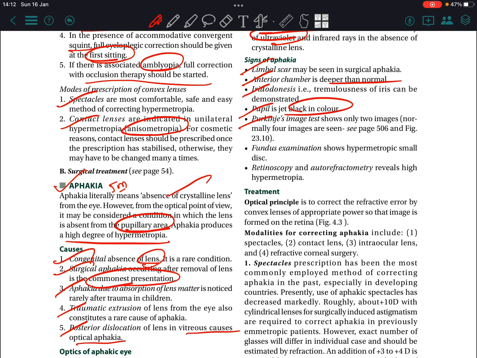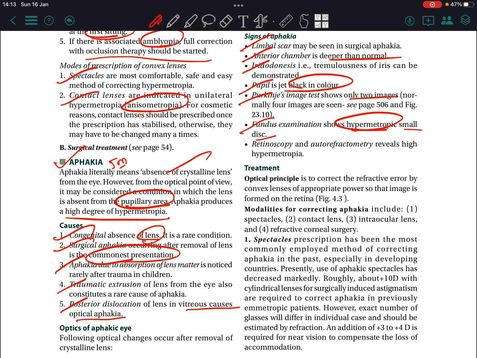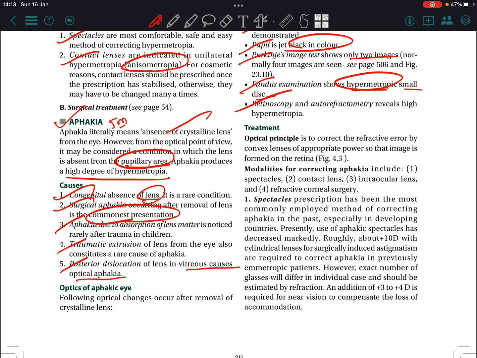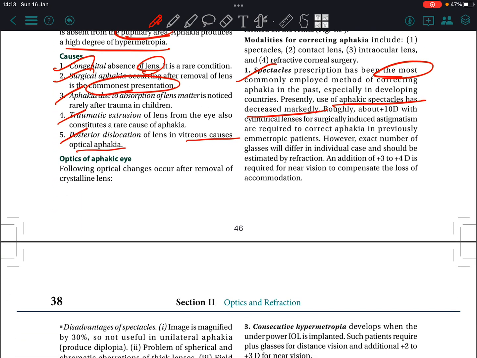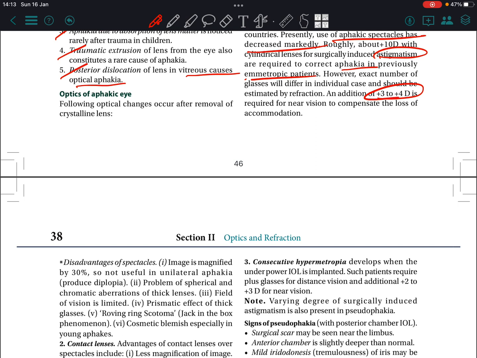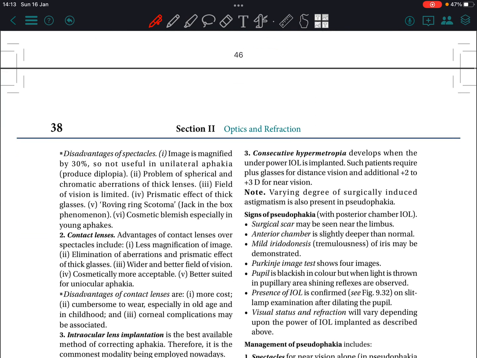Purkinje image test shows only 2 images. Normally 4 images are seen. Fundus examination shows a hypermetropic small disc. Retinoscopy and autorefractometry reveal high hypermetropia. Treatment: spectacle prescription has been the most commonly employed treatment. Presently, use of aphakic spectacles has decreased markedly. Roughly plus 10D with cylindrical lens for surgically induced astigmatism is required to correct aphakia in a previously emmetropic patient. An addition of 3 to 4D is required for near vision to compensate for loss of accommodation.